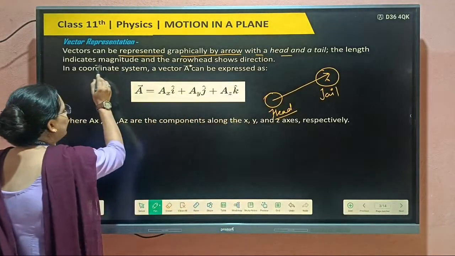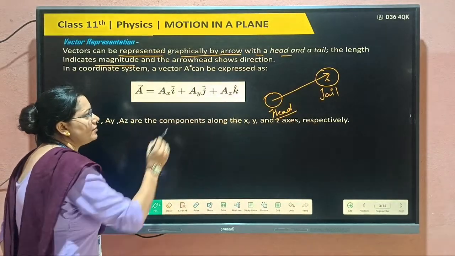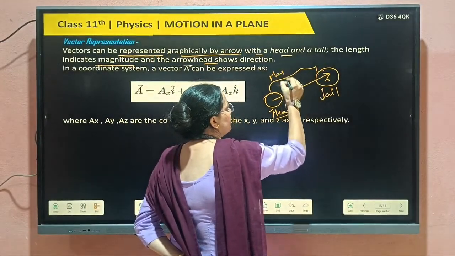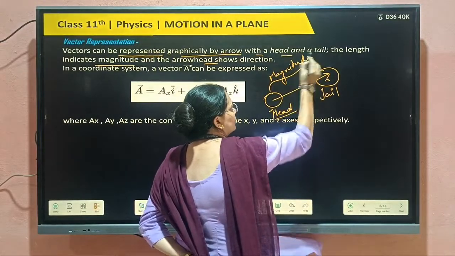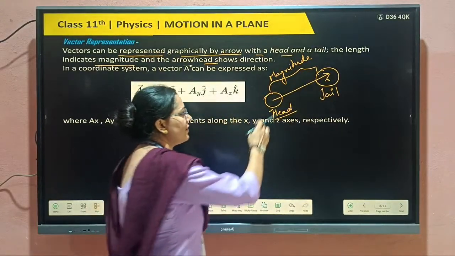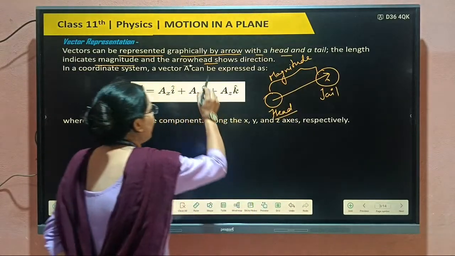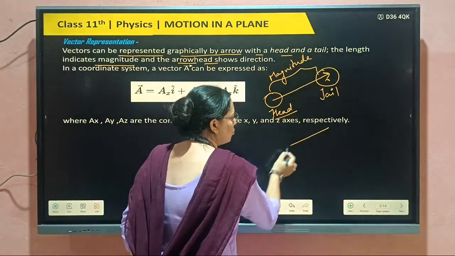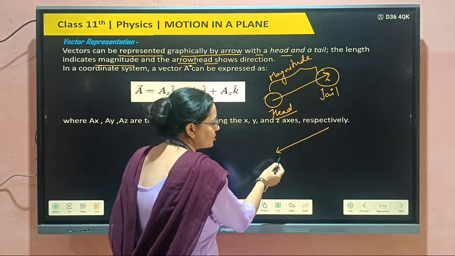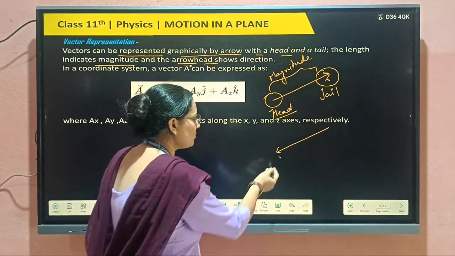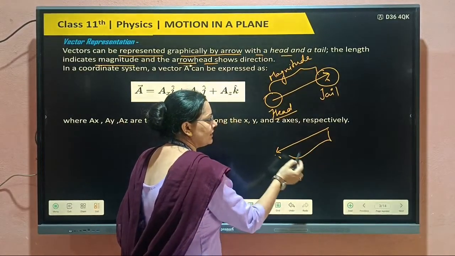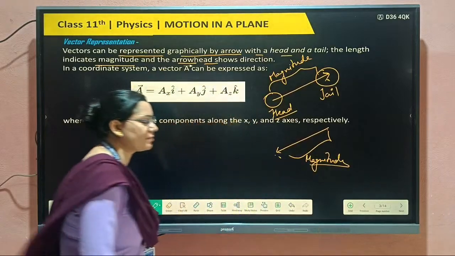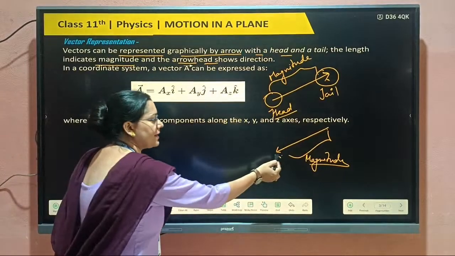And length indicates magnitude, and arrowhead shows the direction, means this one from here to there, this one will represent the magnitude of any vector. Understood? This length of this vector will represent magnitude of any vector, and this arrowhead is the direction of your vector. For example, if we are drawing this arrow in this direction, so direction of vector will be like this one. Okay, this one will be tail, this one will be head, and this length we will call magnitude of any vector. Small length, large length, this will explain the magnitude of vector, and this symbol will explain direction.